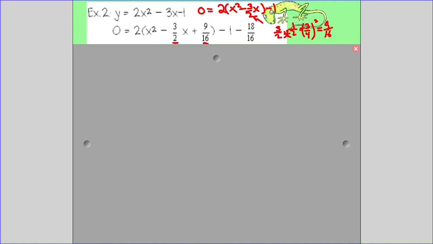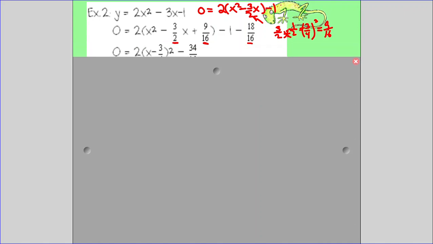Now, remember we're supposed to add and subtract 9 over 16, so really inside the bracket there would be a minus 9 over 16, but it got multiplied by the 2 and became 18 over 16 and already taken out of the bracket. So just a couple of steps there to read through to understand where they came from. But if you follow the completing the square steps, you will get to that point.